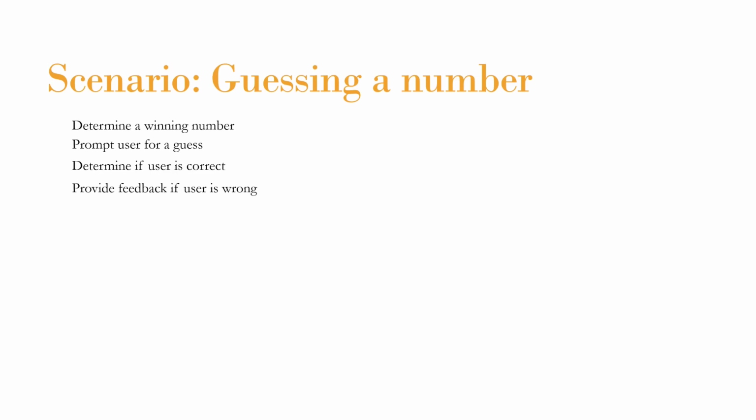So anyways, the code that we're going to be doing today is we're going to create a game where you determine a winning number, prompt the user for a guess, and determine if the user is correct. And if they're wrong, provide feedback, like the answer is too high or too big.